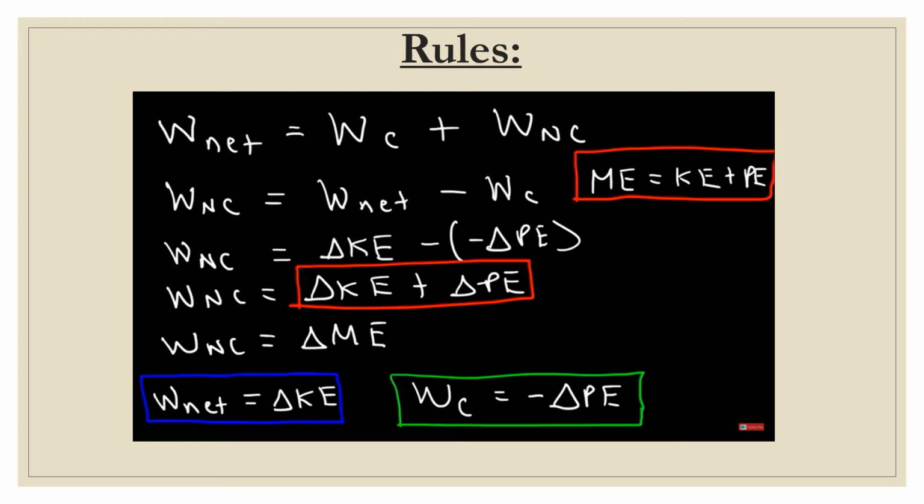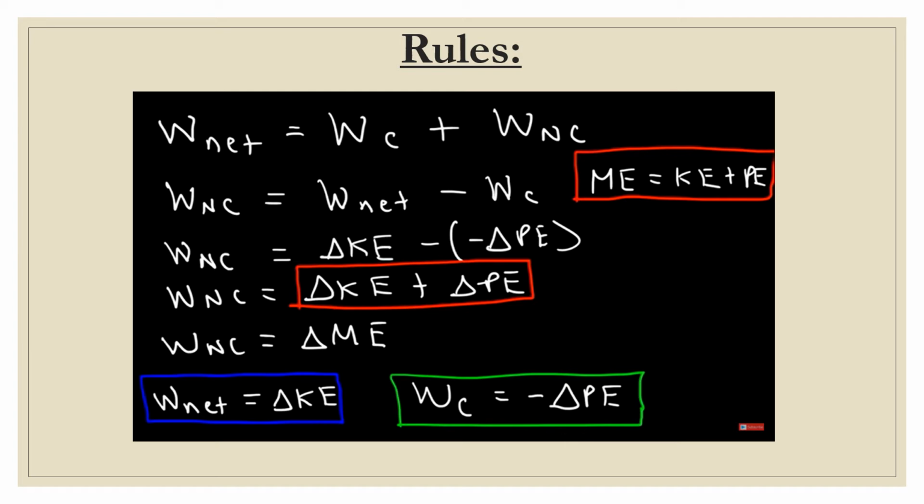that the net work is equal to the change of kinetic energy, and conservative work is equal to negative change in potential energy. So in this equation, if I want to get the non-conservative work, I just move the terms. The net work is the change in kinetic energy, and the conservative work is negative change in potential energy, so moving it across makes it positive. Delta kinetic energy plus delta potential energy is the mechanical energy. So non-conservative work is equal to the change in mechanical energy, as you can see here in the conclusion.